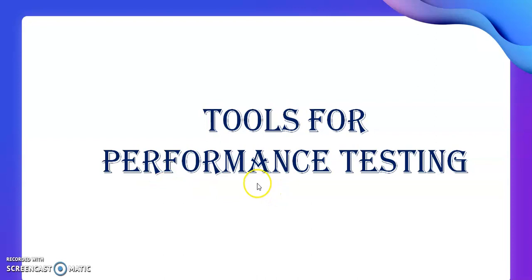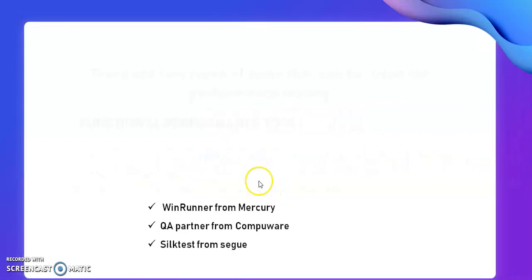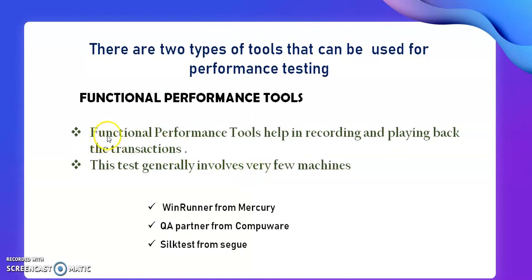Tools for performance testing. There are various tools available for performance testing. Functional performance tools. Functional performance tools help in recording and playing back the transactions, and this test generally involves very few machines. For example, WinRunner from Mercury, QA Partner from Compuware, and SilkTest from Segue. These are some of the tools for performance testing.